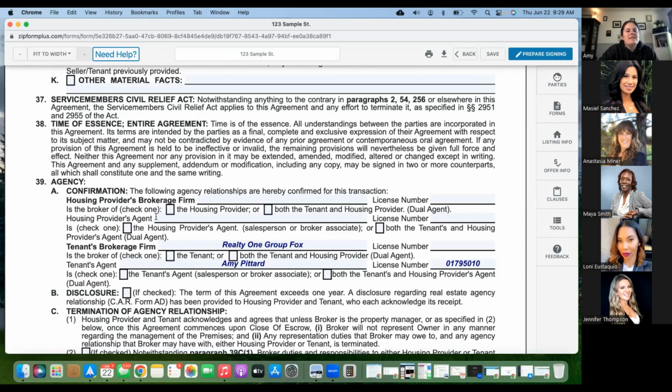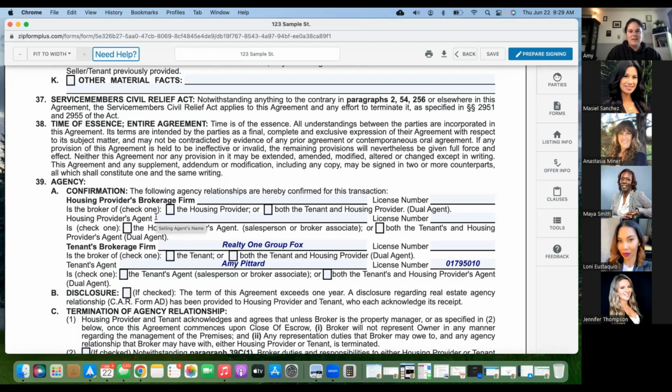Time is of the essence. Entire agreement. All understandings between the parties are incorporated into this agreement. Its terms are intended by the parties as a final, complete, and exclusive expression of their agreement with respect to its subject matter and may not be contradicted by evidence of any prior agreement or contemporaneous oral agreement. If any provision in this agreement is held to be ineffective or invalid, the remaining provisions will nonetheless be given full force and effect.